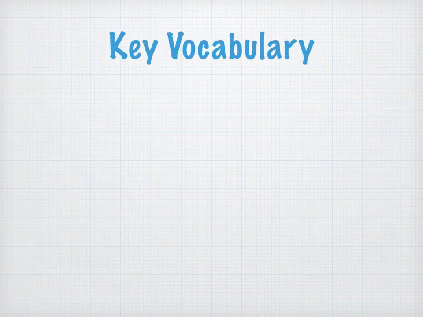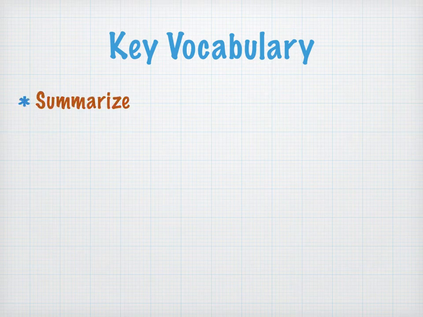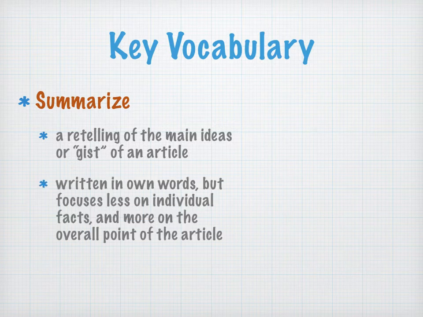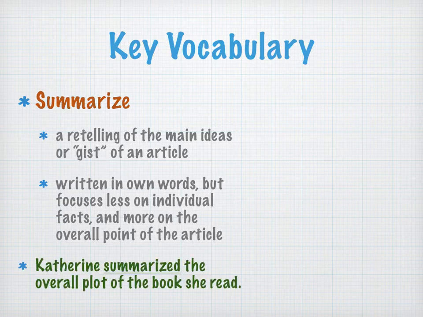Now, paraphrase is different than summary or summarizing. Summarizing is when you retell the main ideas or the gist of an article or a video or a source where you're just kind of making it one small little sentence. You're summarizing it in a nutshell. It's written in your own words, but you're focused less on an individual fact and more on the overall point. Catherine summarized the overall plot of the book that she read.